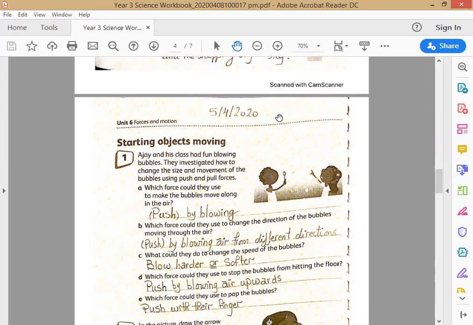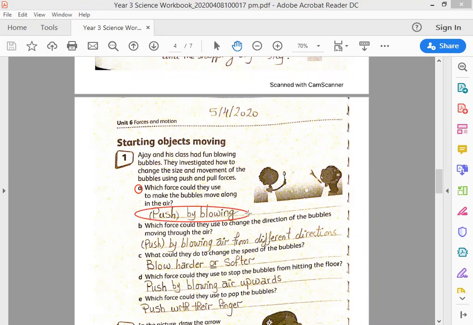In question A, he asked you which force could they use to make the bubble move along the air. What are you going to do to move your bubble in the air? Yes, of course, you are going to push or blow air in the bubble so it can move in the air.